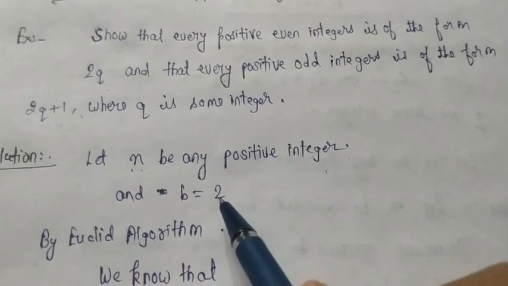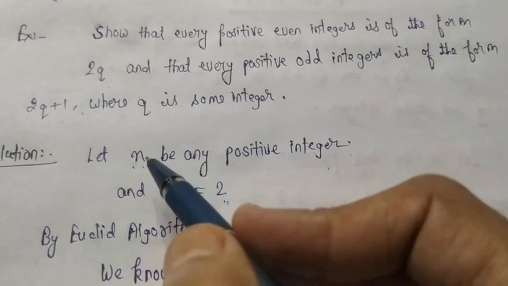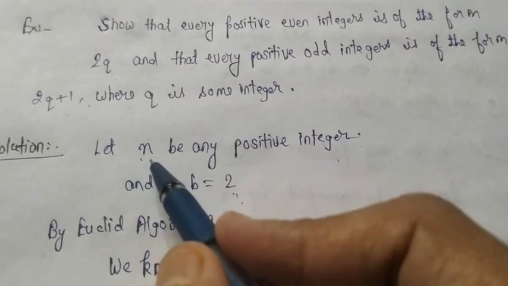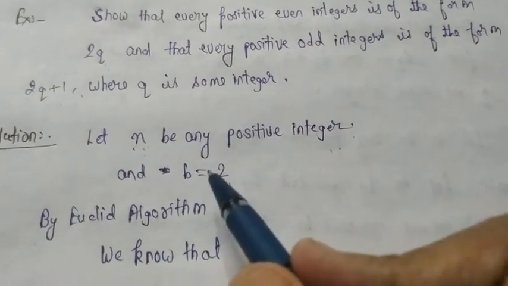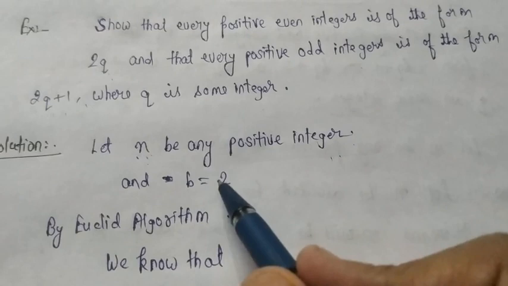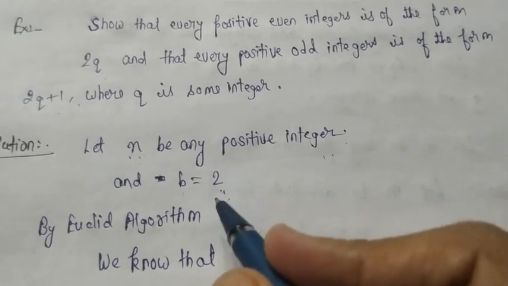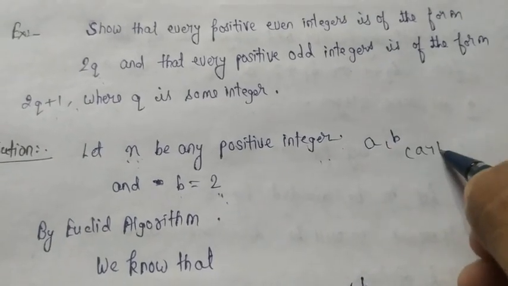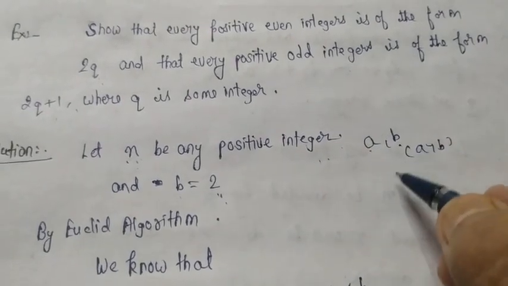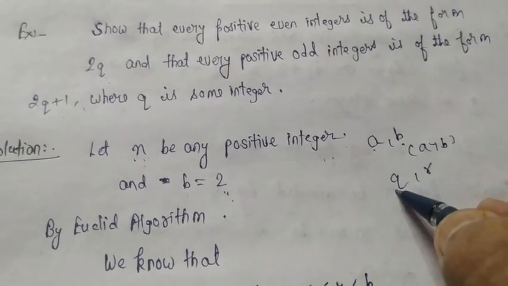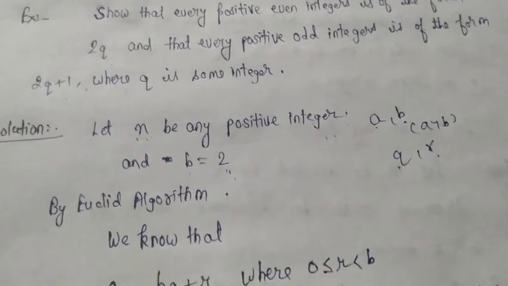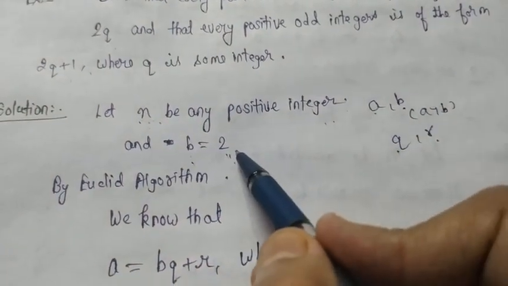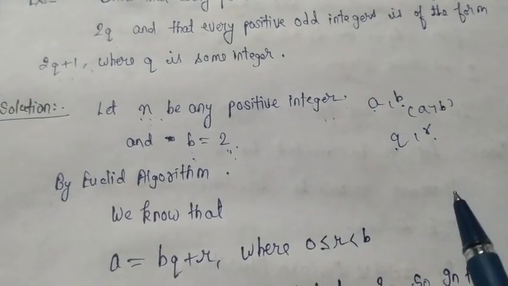Why are we dividing n by 2? Because we have to apply the Euclid division algorithm, and this algorithm comes from the division process. So first I have assumed n be any positive integer and it is divided by b. Why have I written b? Because in the Euclid axiom I have taken two numbers, a and b, where a is greater than b and a is divided by b. So you get q and r. q is the quotient and r is the remainder. Same thing we will apply in this question also.